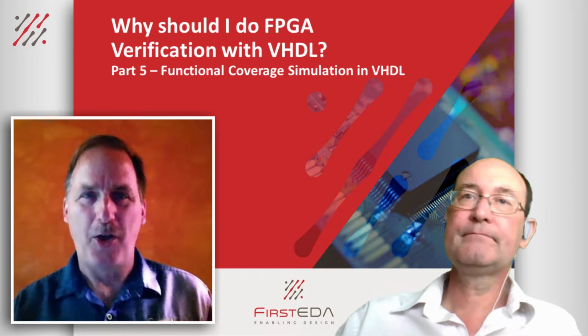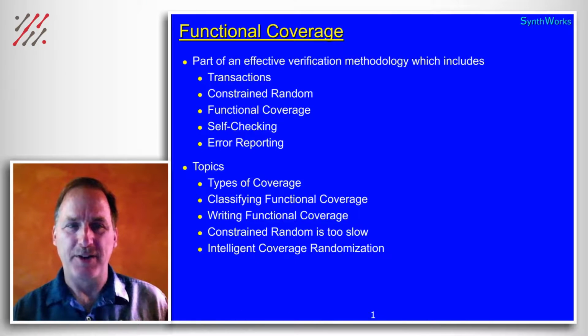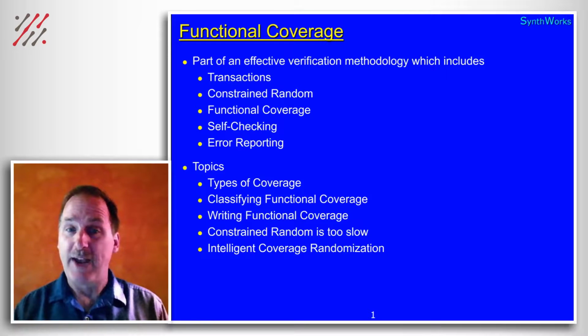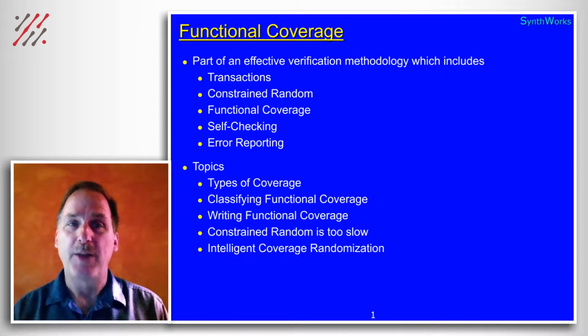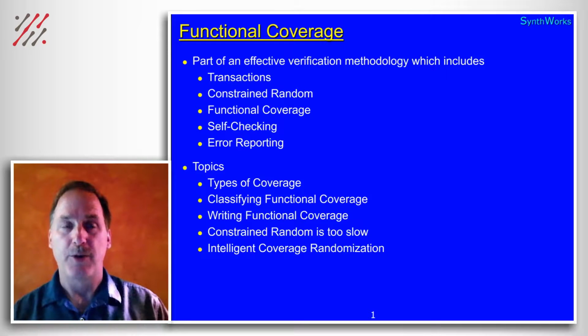Wow, that's a big question. So to address that, I've put together some topics to talk about here on functional coverage. Basically, we'll talk about types of coverage, classifying functional coverage, writing functional coverage, and then we'll take a look at constrained random and some issues with constrained random and how we solve them by randomizing across the coverage model, which is our intelligent coverage randomization. I also wanted to point out that functional coverage is just one piece of an effective verification methodology, which includes transactions, constrained random, self-checking, and error reporting.